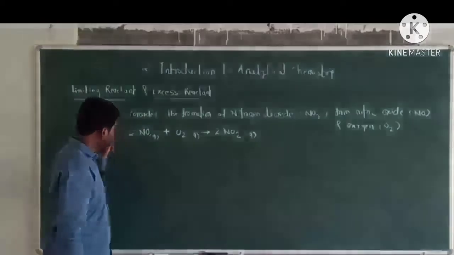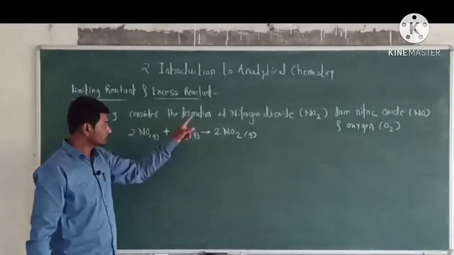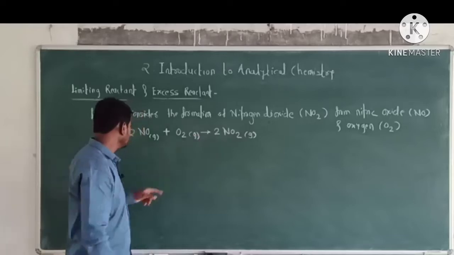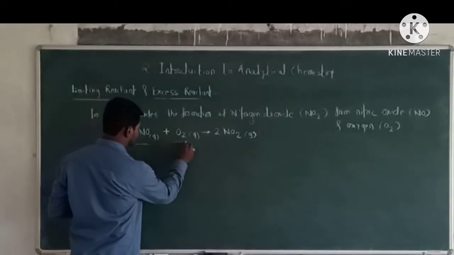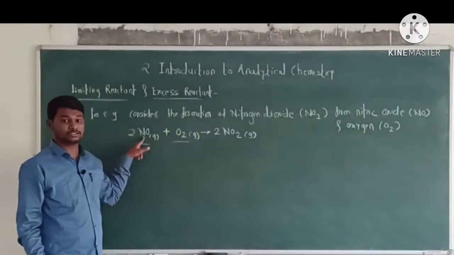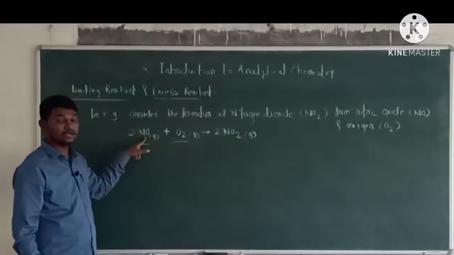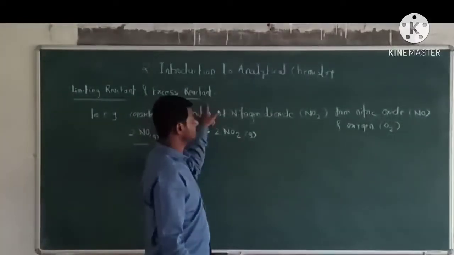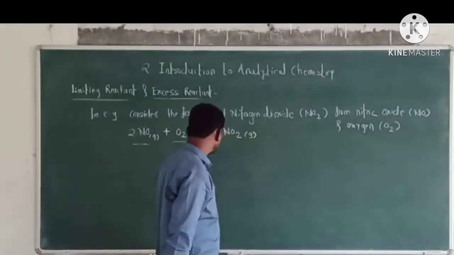Now in this equation, two moles of NO2 are formed. Here there are two reactants. In this example, NO, that is nitric oxide, is the limiting reactant and oxygen is the excess reactant. Let's see.